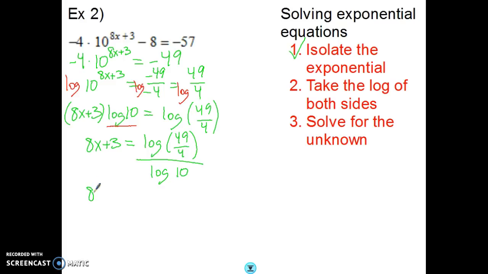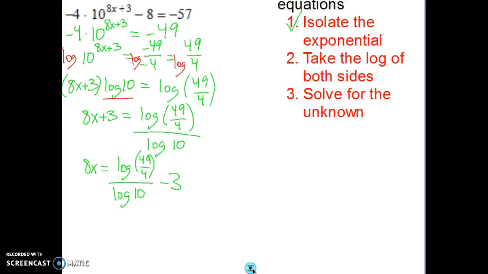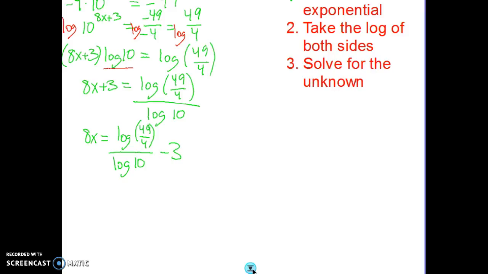So first we'll subtract 3 from both sides. 8x is equal to log of 49 over 4 divided by log of 10 minus 3. Moving down, we have to get rid of that 8, so we'll divide both sides by 8. x is equal to log of 49 over 4 divided by log of 10 minus 3, all divided by 8.